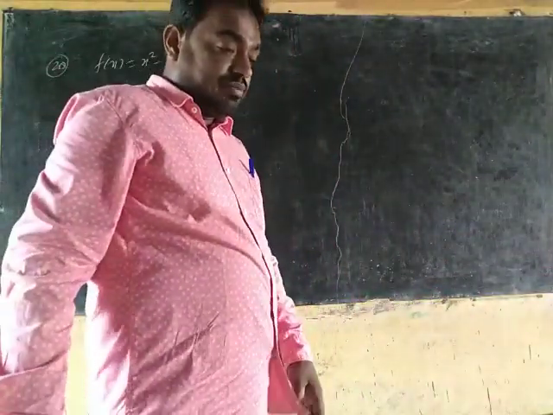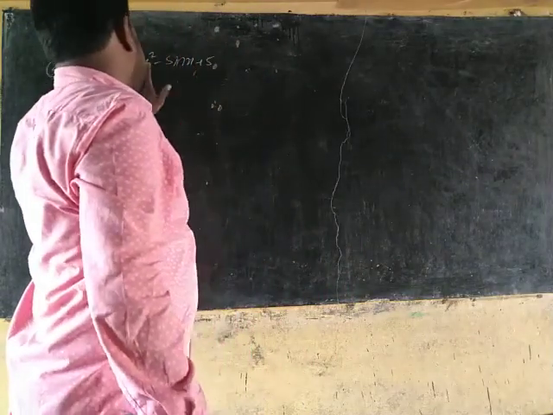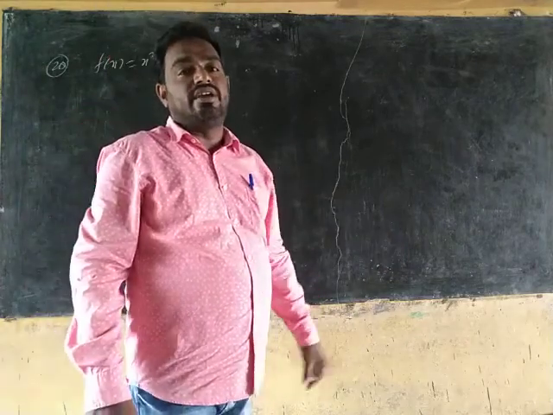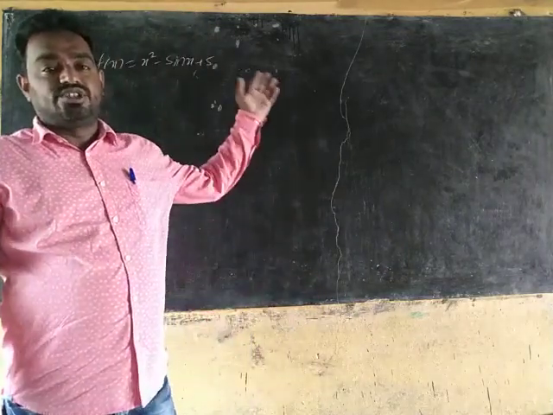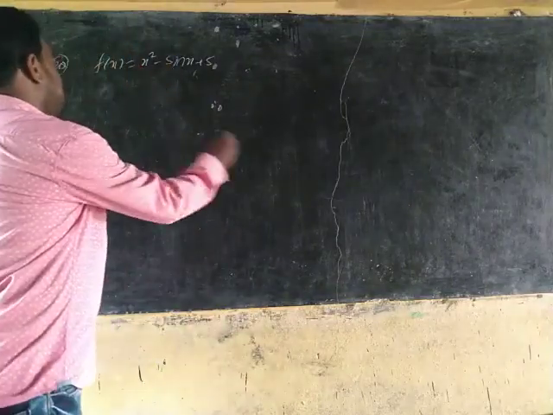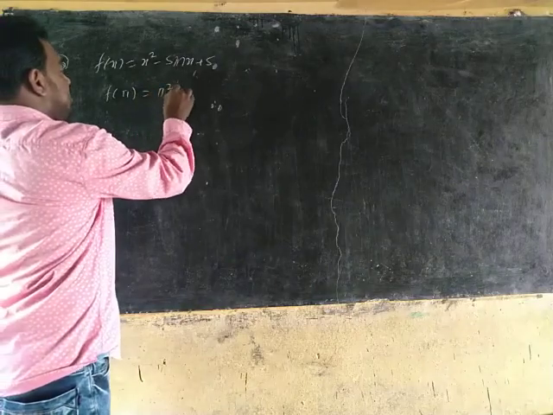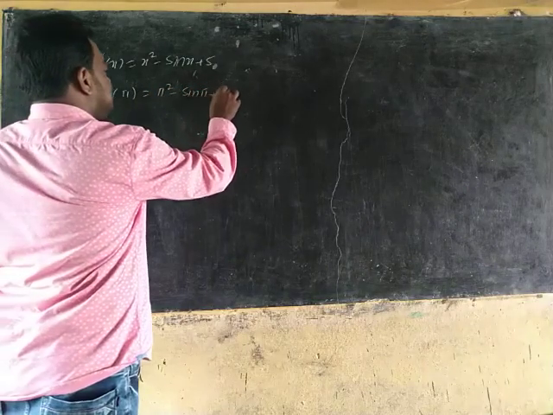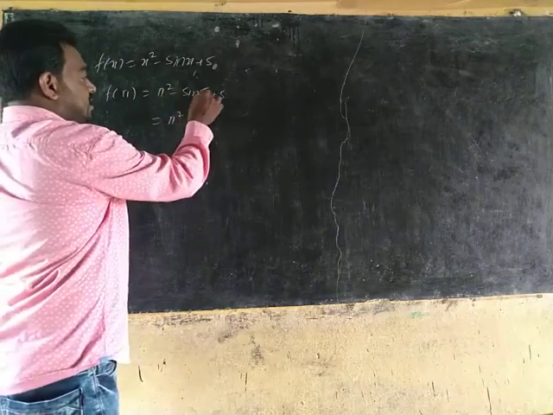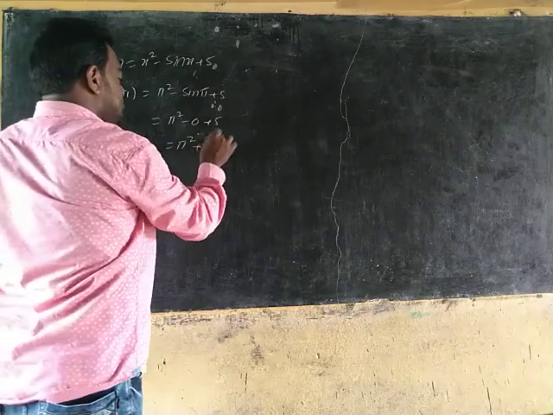Next, question number 20. Is the function defined by f of x is equal to x square minus sin x plus 5 continuous at x is equal to pi? They are asking, at x is equal to pi, is it continuous or not? So first you find f of pi. f of pi is equal to pi square minus sin pi plus 5. So this is equal to pi square, as it is, sin pi, sin 180 is 0, plus 5. This is equal to pi square plus 5.